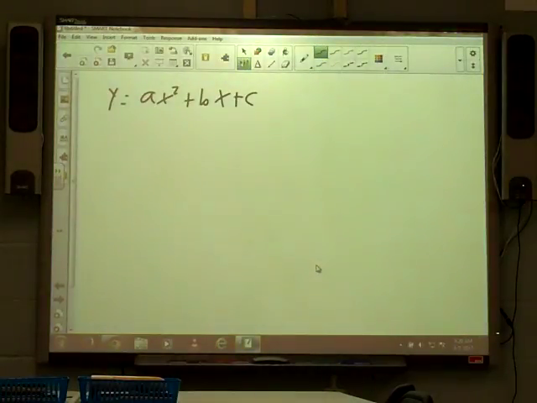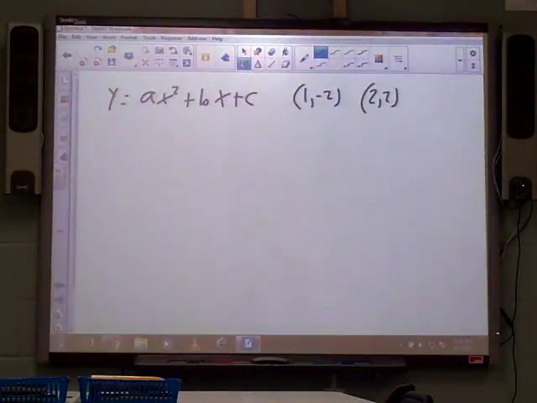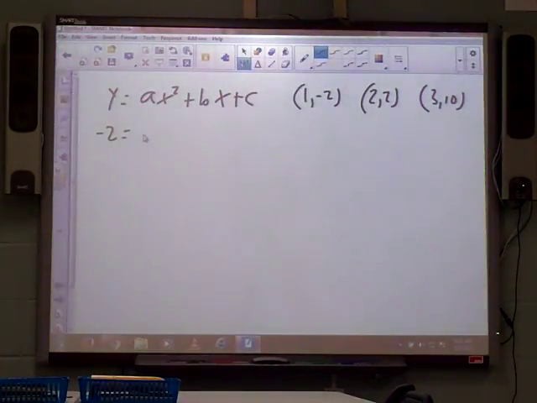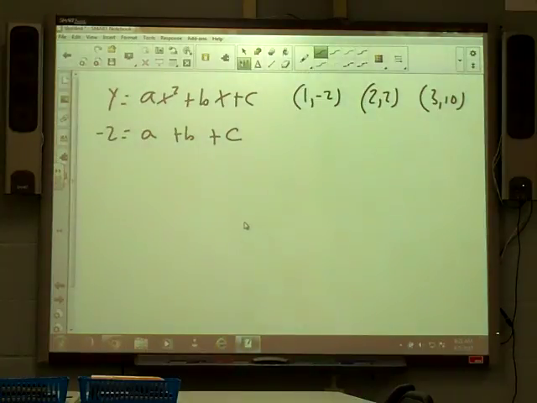So the first thing you have to do on this is pick the points you're going to use. So I just stayed simple. I'm going to use the 1, -2 the first time. Then I'm going to use the 2, 2 the second time. I'm doing the first 3. Then the 3, 10 the third time. Remember, those are x's and y's, so I'm going to plug in for the x's and the y's up here. So my first one says y equals, so -2 equals a times x squared. My x is 1. 1 squared is 1, so that's 1a. B times 1 is 1b. And then I don't know anything about my c.